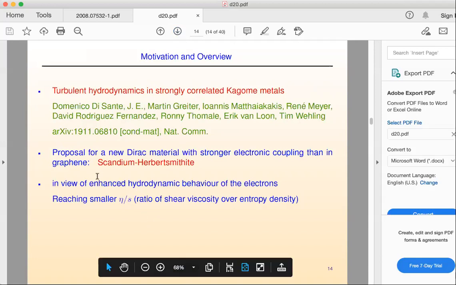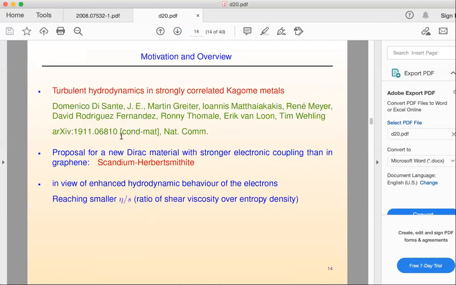Essentially what we do is to propose a so-called Dirac material. A Dirac material is a material where the band structure is such that there are touching points between bands, where near this Dirac point you really have a linear dispersion relation, which looks in a way like a relativistic system.